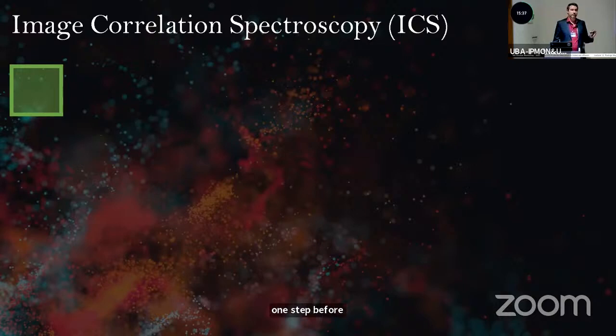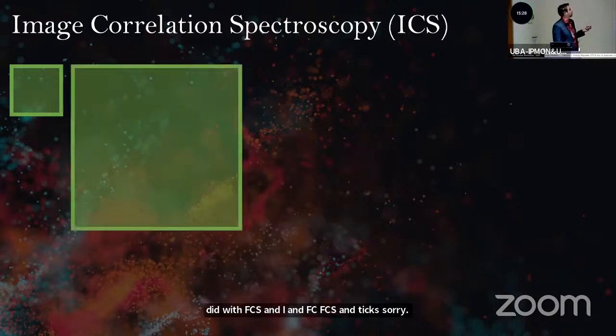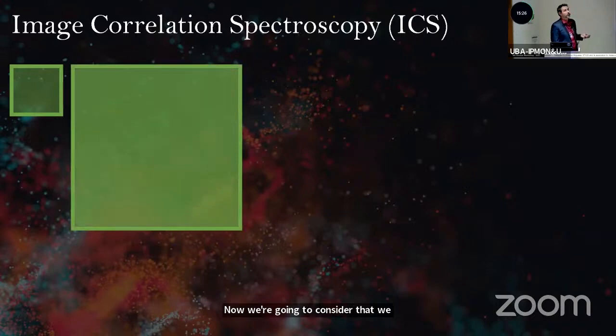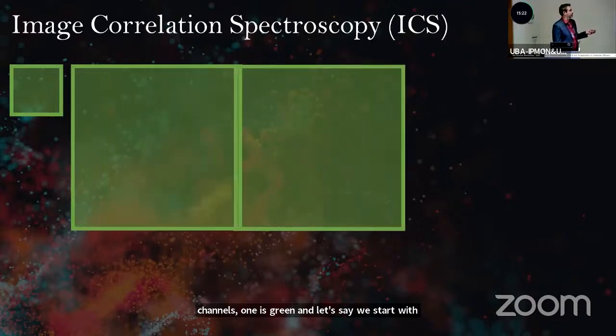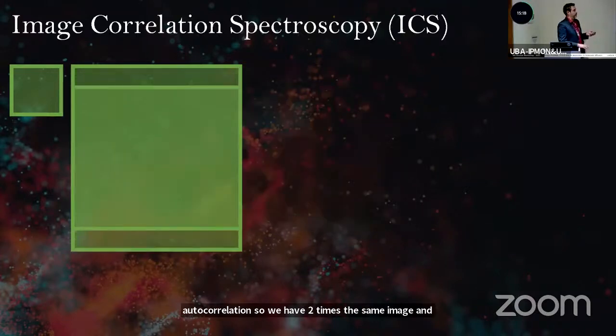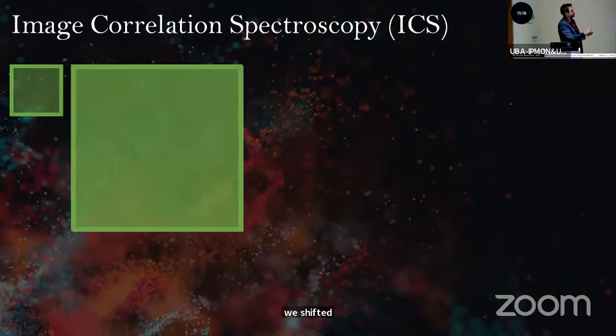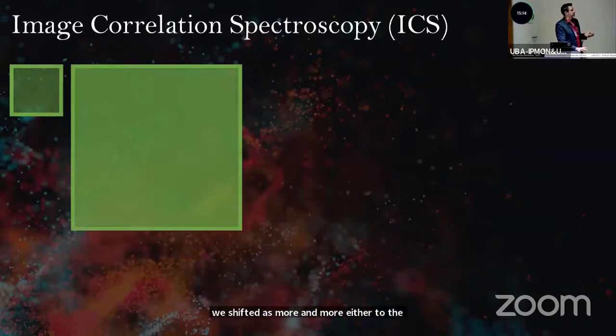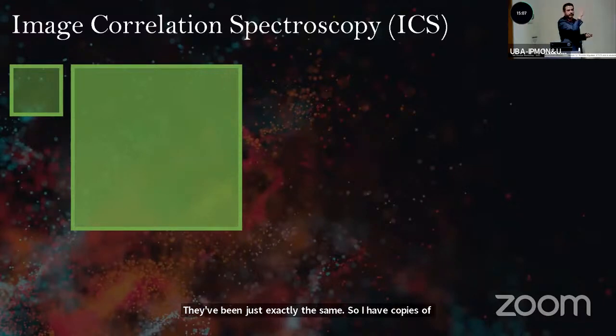So now instead of just shifting in terms of time, like we did with FCS and STICS, sorry, we're going to consider that we have, for example, 2 channels. One is green, and let's say we start with an autocorrelation. So we have 2 times the same image, and we shift it in space more and more, to the side, to the bottom, and to the bottom right. Now, if the image is exactly the same, so I have 2 copies of the same image, there's no point in going to the left and to the top, right? Because it's exactly the same as if I had gone to the right and to the bottom.